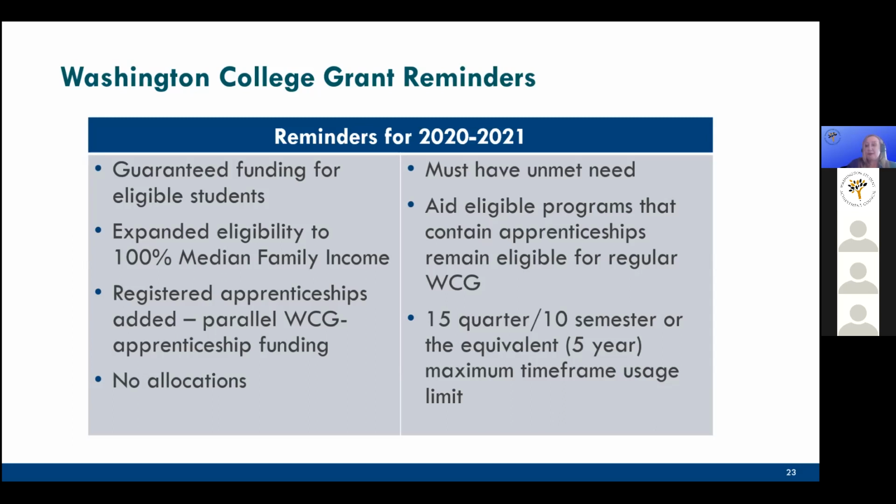All the students that had unmet need, and aid-eligible programs that contained apprenticeships, were still able to receive funding for those. So that's separate from the L&I ones. And students' maximum time frame usage is 15 quarters, 10 semesters, or the equivalent hours.